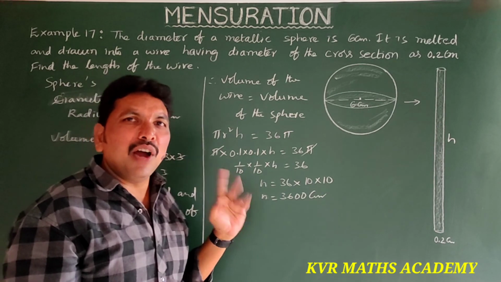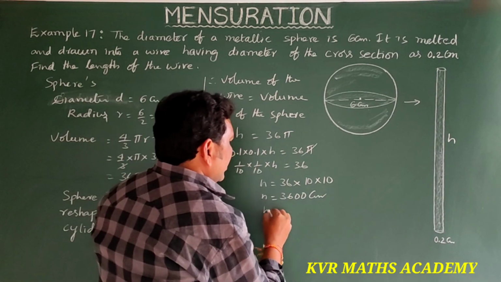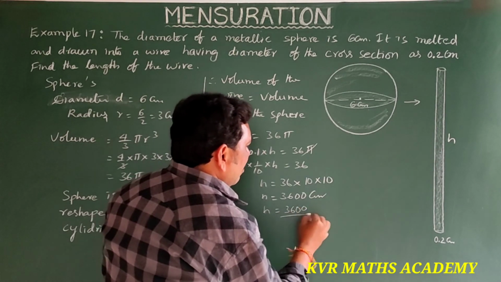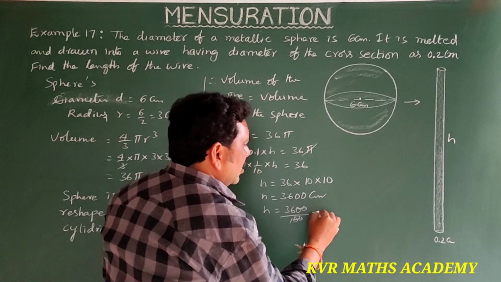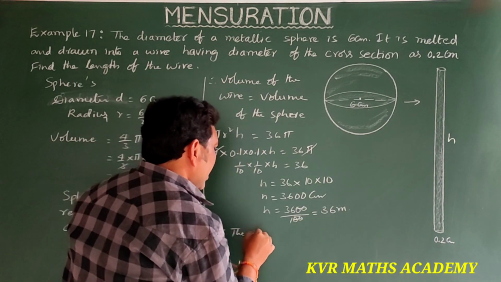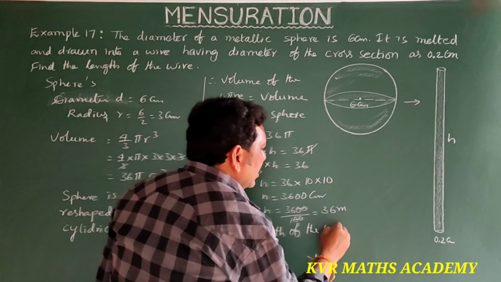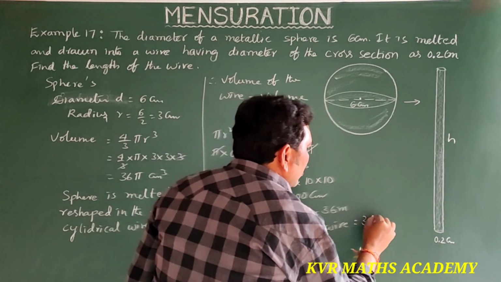The height or length of the wire is 3600 centimeters. In meters, 1 meter is equal to 100 centimeters. So convert into meters: h is equal to 3600 by 100. 2 zeros get cancelled. 36 meters. Therefore, the length of the wire is equal to 36 meters.